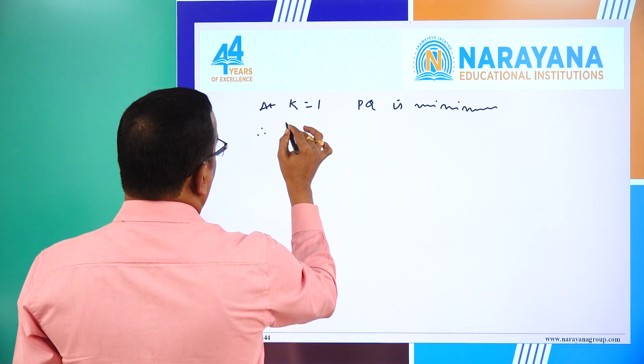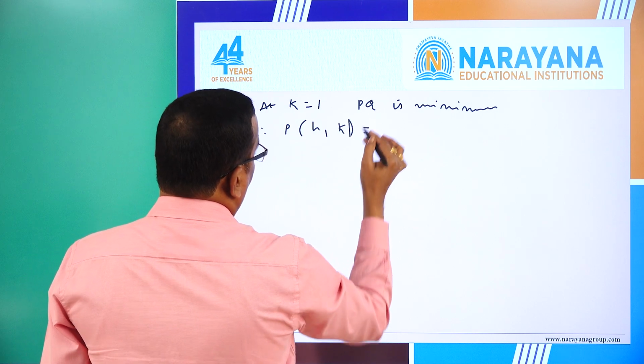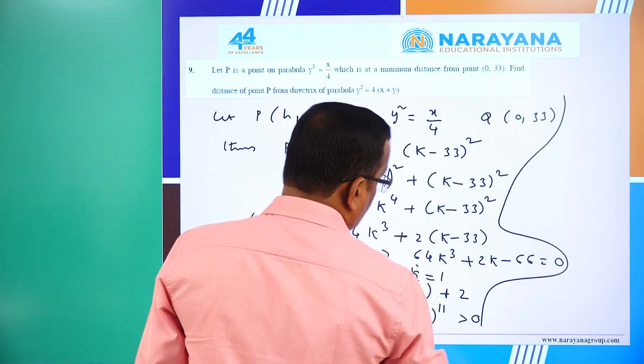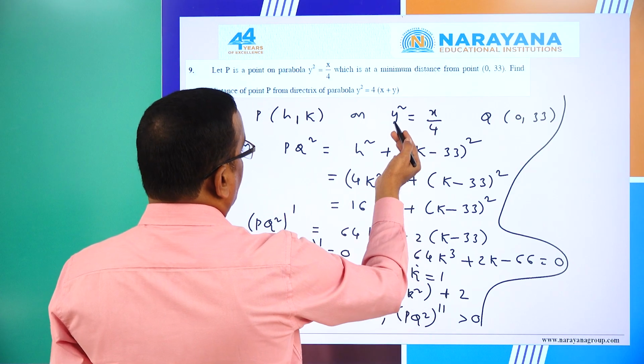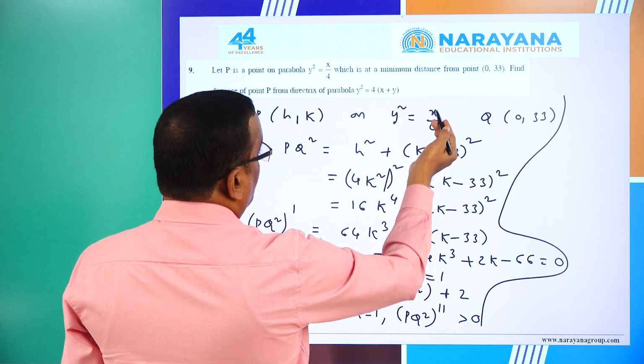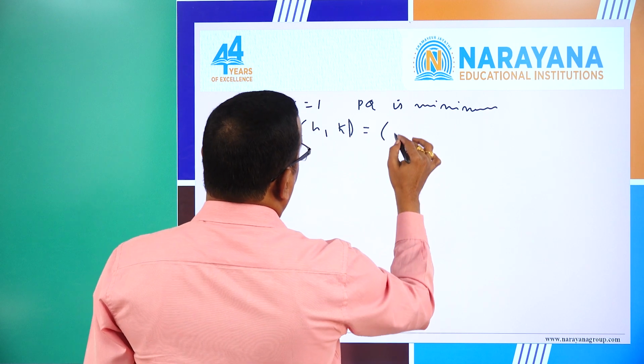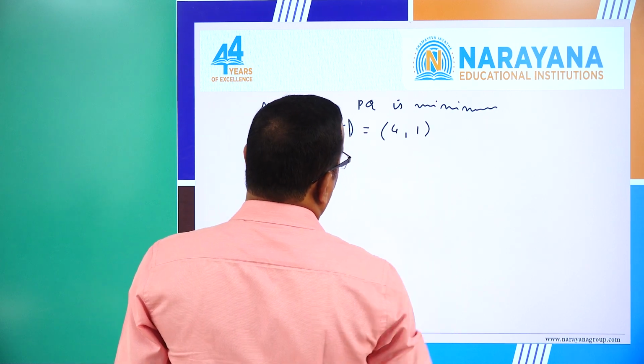Therefore, point P is h comma k. When k is 1, substitute k equal to 1 here because h comma k is a point on this parabola. For k equal to 1 we get h is 4. So P becomes 4 comma 1.